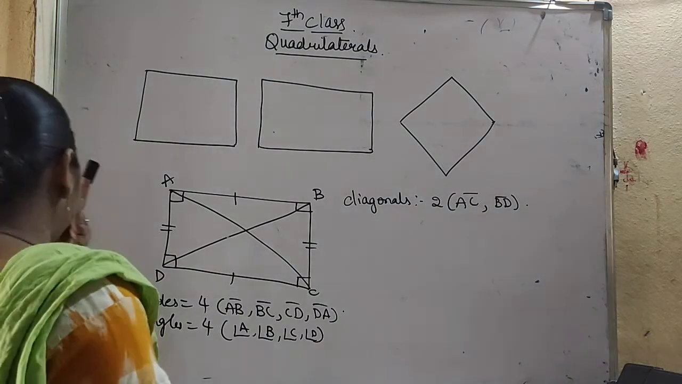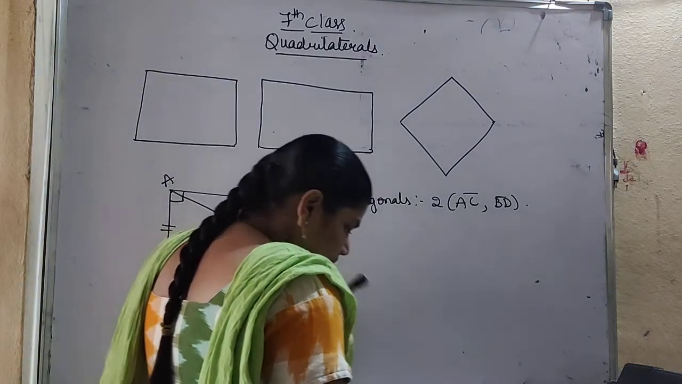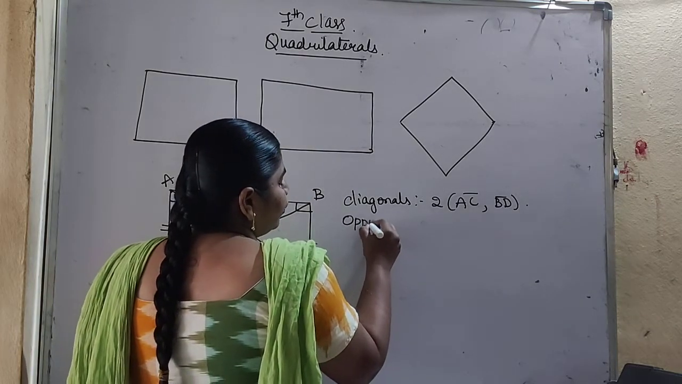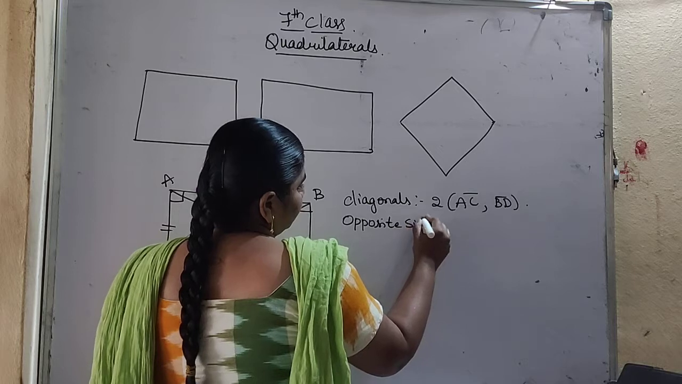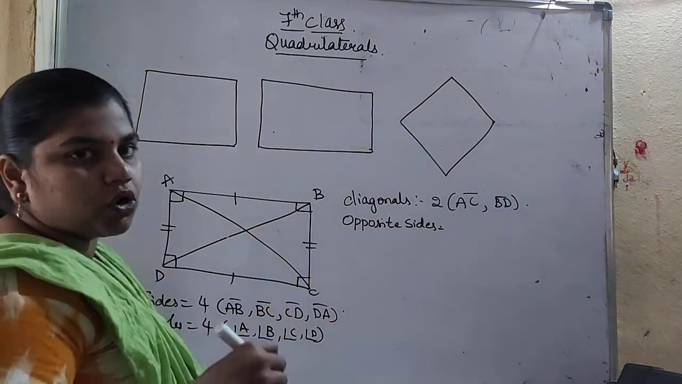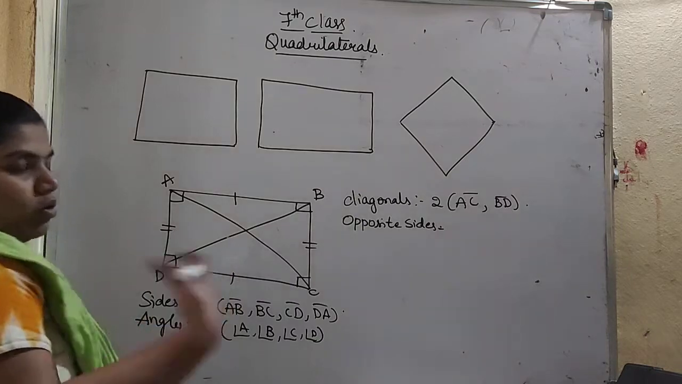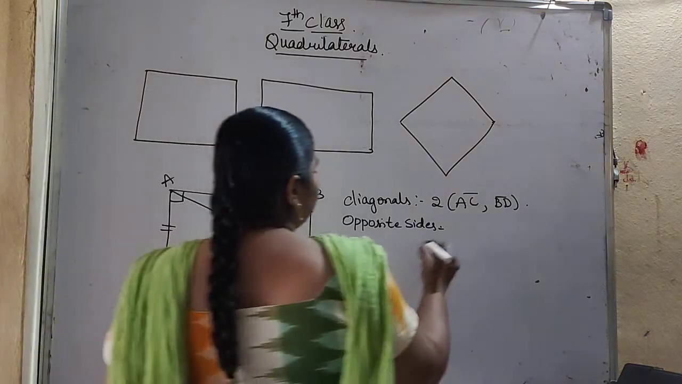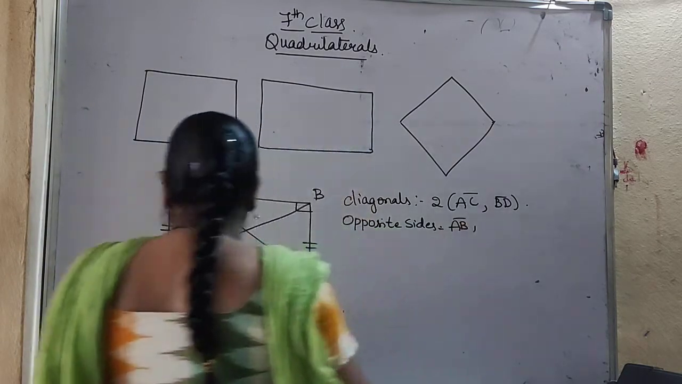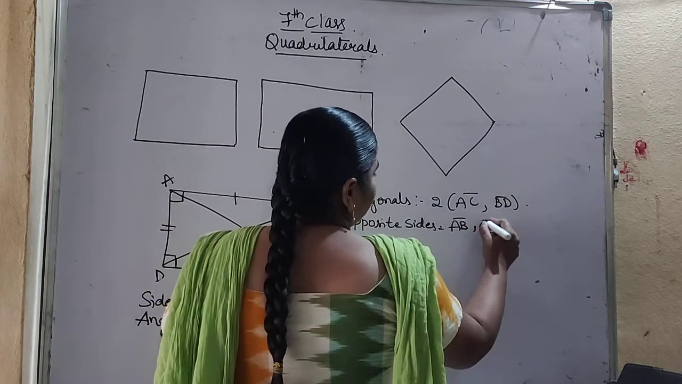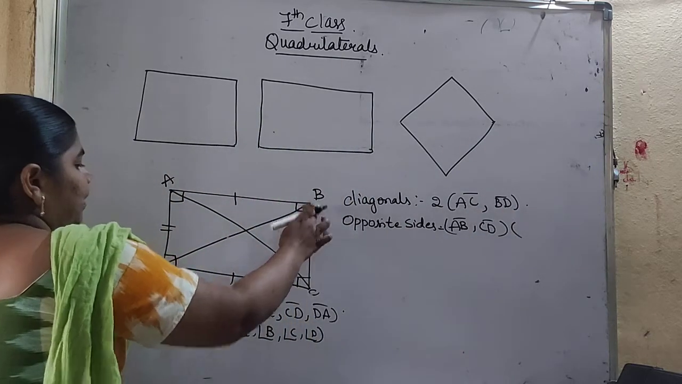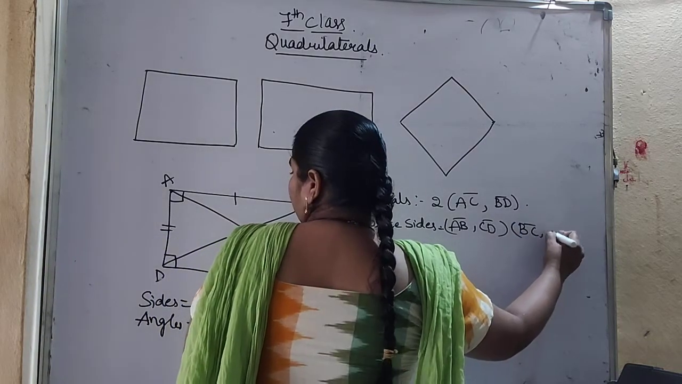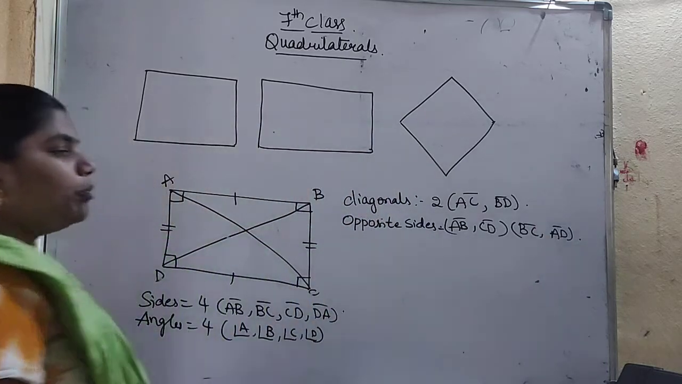Now what are the opposite sides? What do you mean by opposite? The side standing opposite to me is called the opposite side. What are the opposite sides here? AB line segment is opposite to CD line segment. And one more, BC line segment is opposite to AD line segment. So these are the opposite sides.